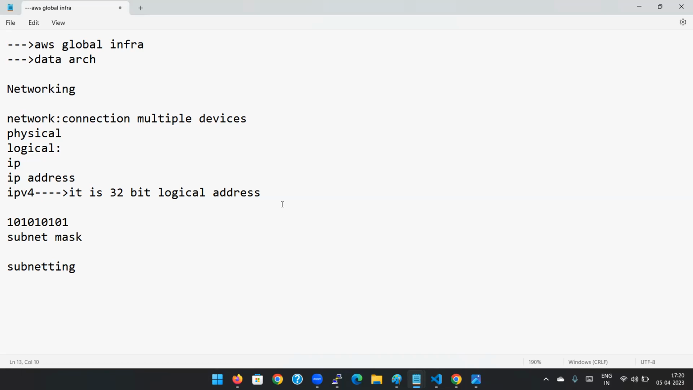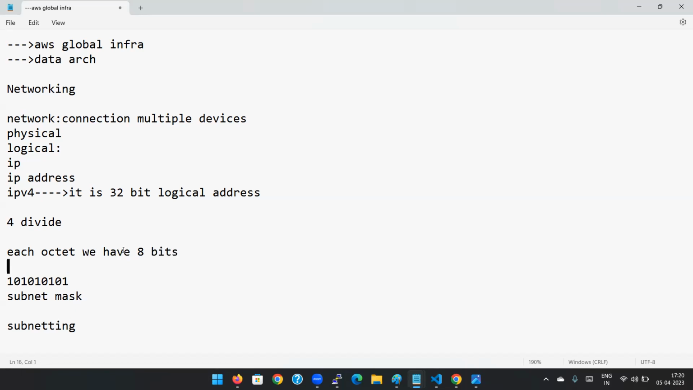Now, these 32 bits are further divided into 4 octets. If I divide the 32 bits into 4, how many bits will you have in a single octet? Eight. Exactly, 8 bits. 32 divided by 4 means in each octet we have 8 bits. By combining these bits, we will get a number, and that number will be in human readable format, that is our decimal number system.